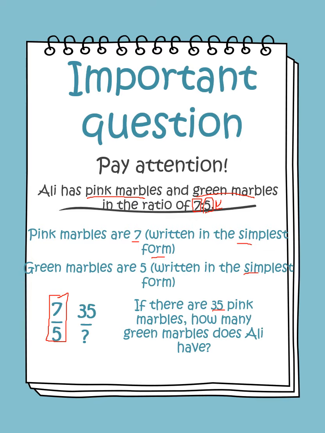So you need to first identify the connection here. It's always a multiply. So 7 times what is 35? It's 5. 7 times 5 is 35. So we are going to multiply 5 here with the same number. So 5 times 5 is equal to 25. So we've got the answer here, 25 green marbles.